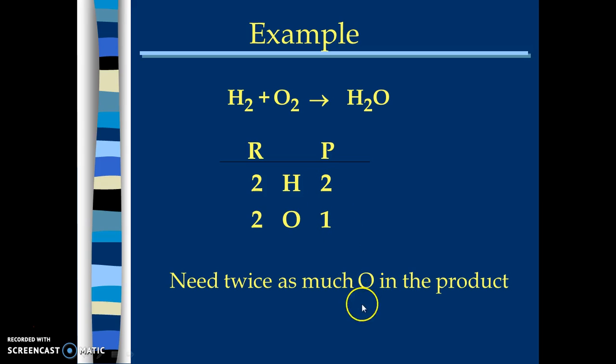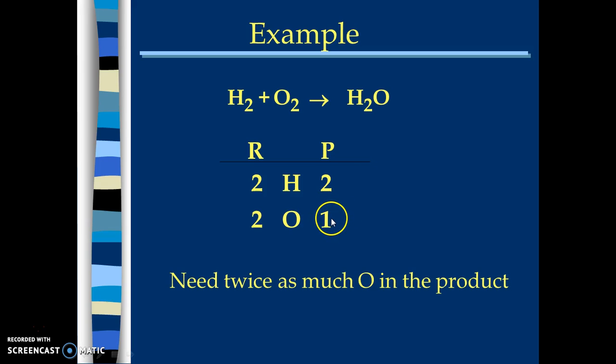For an equation to be completely balanced, we have to have the same number of the same type of element on both sides. The elements don't need to be equal. I don't necessarily need to have the same number of hydrogens as I do oxygens, but the oxygens need to be equal on both sides. And so in this case, the hydrogen's already balanced, so I'm just going to leave that one.